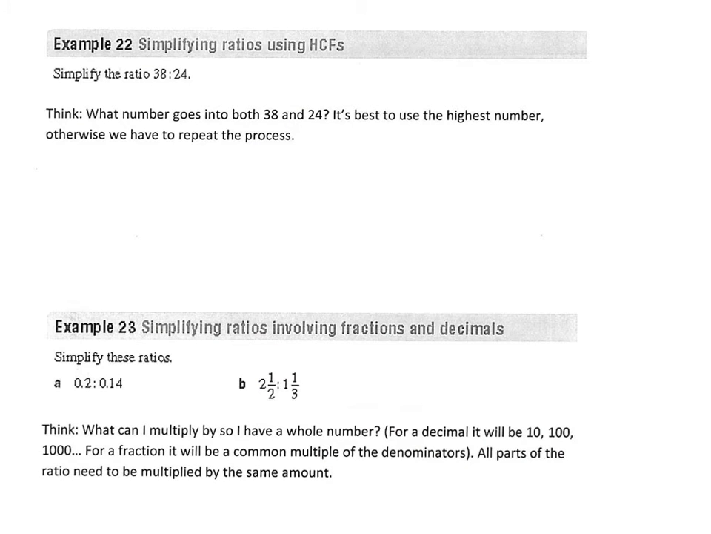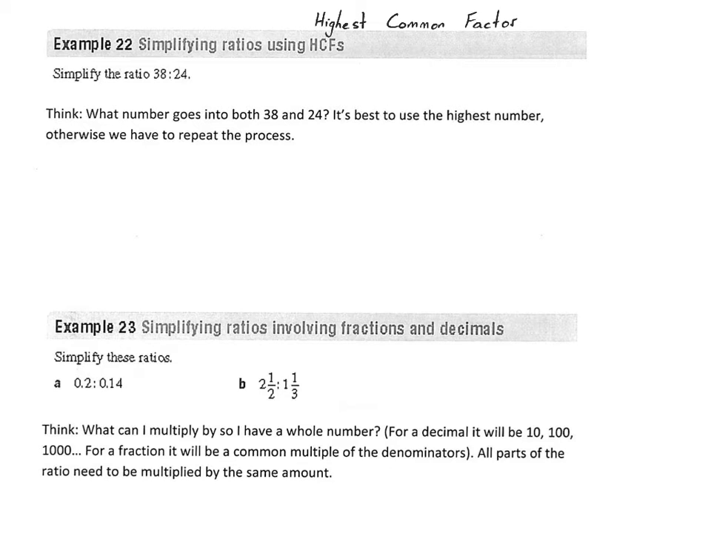For example 22, we're simplifying ratios using HCFs. And HCF, you might remember from previous years, is the highest common factor. It's the highest factor that is shared by two or more numbers. Using the highest common factor means that we only have to do it once.